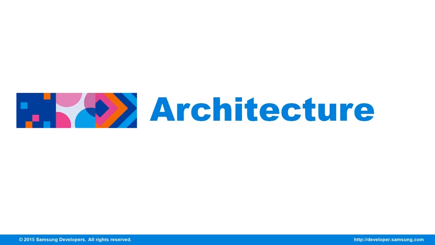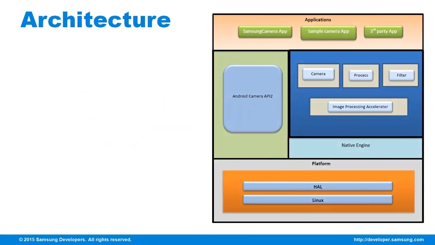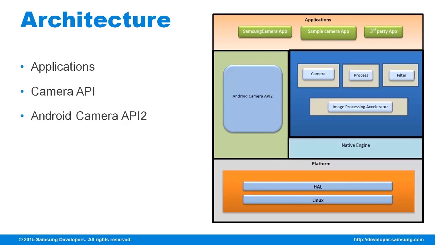But before we get to the features, let's first take a look at the architecture of the Camera SDK. The Camera SDK architecture consists of three major parts, namely Applications, Camera API, and Android Camera API 2. The Camera app and the app you will build with the Camera SDK sit on the applications level. The Camera API extends to the Android Camera API 2 with the camera, processor, filter, and image packages. All these sit on top of the Android platform. Now that we've seen how it all works together in the architecture, let's have a look at all the features the Camera SDK has to offer.